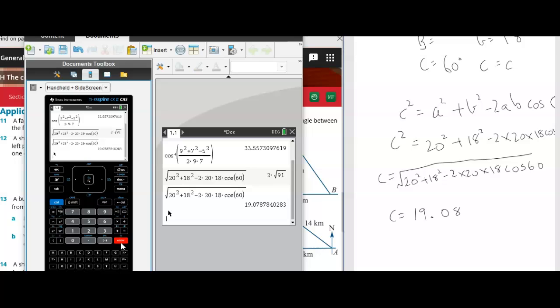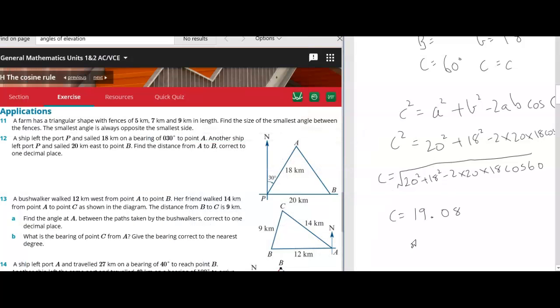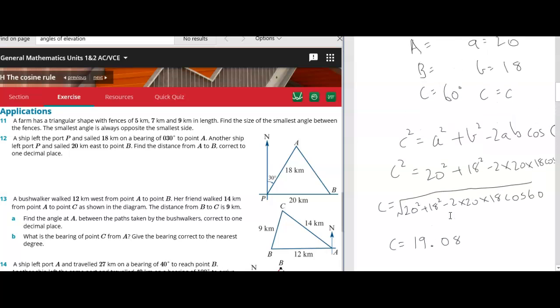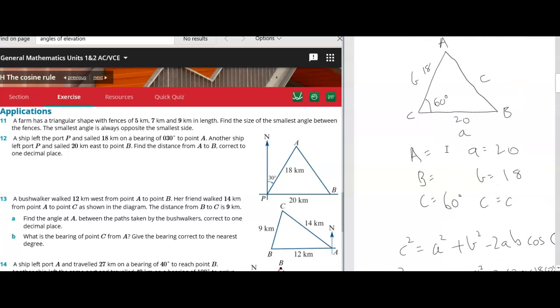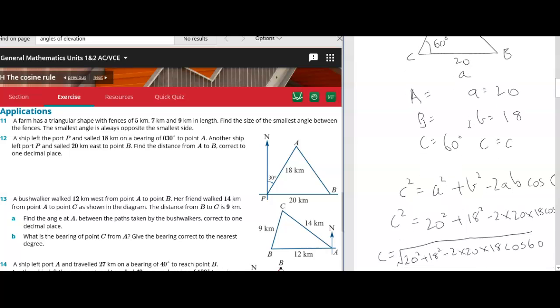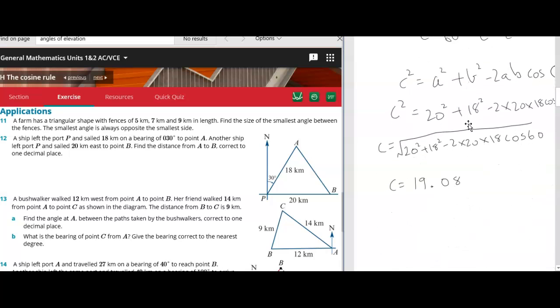Sorry, I just had a mind blank. I know I was thinking about leaving that as c. Now, it's very important when you define things. So we've redrawn the triangle. You can clearly see there. But the question is asking the distance from A to B. So I would write A to B equals 19.08.